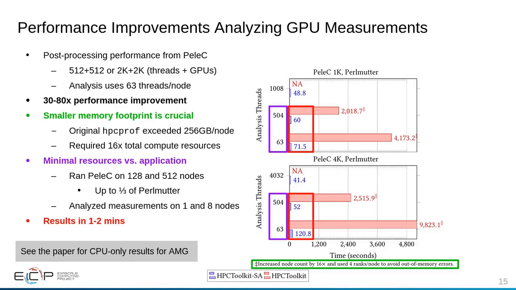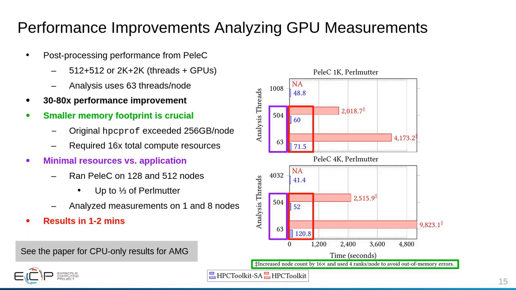We compared the performance of our improved HPCToolkit against the original, analyzing data gathered from Pele-C, a GPU-based hydrodynamics code. The experiments shown here analyze data from Pele-C running on 500 or 2000 GPUs, respectively, and used 63 threads per node during analysis. Overall, our improved HPCToolkit runs 30 to 80 times faster using the same compute resources as the original. The smaller memory footprint of streaming aggregation is crucial to this speedup. The original HPCToolkit exceeded the system memory per node, so for these experiments we had to use 16 times as many compute nodes to successfully process the same inputs.